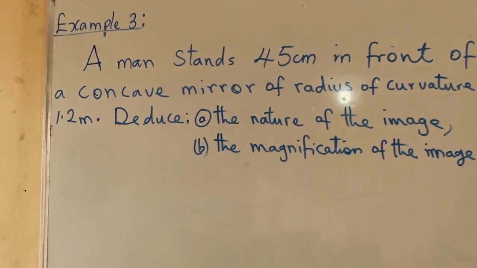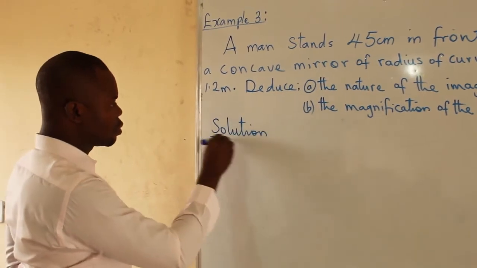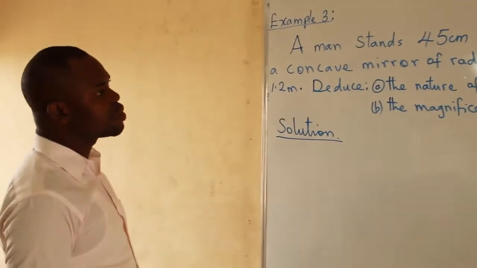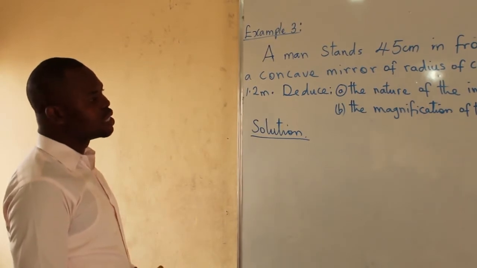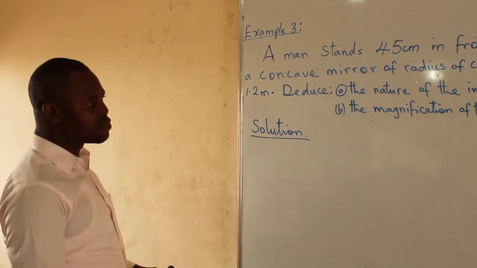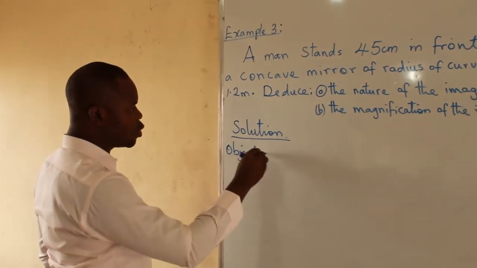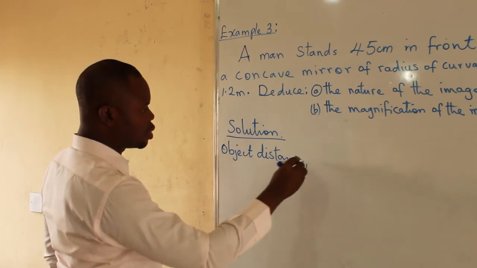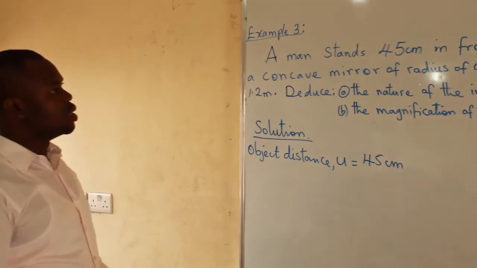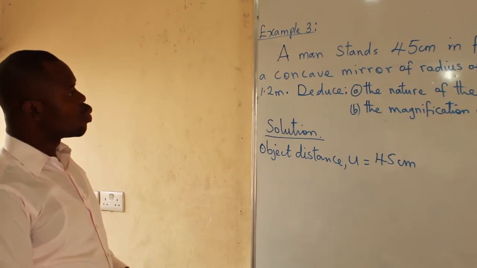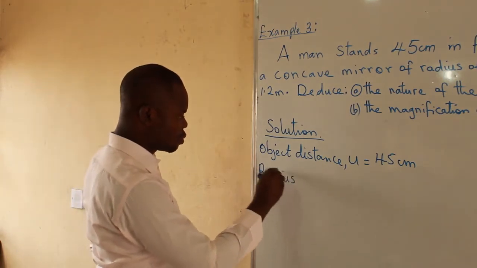All right, we list out our parameters as usual. Solution. A man stands 45 centimeters in front of a concave mirror. That man is the object. So the distance between the man and the concave mirror is 45 centimeters. So we call that object distance, u equals 45 centimeters. Then the mirror is of a radius of curvature 1.2 meters.